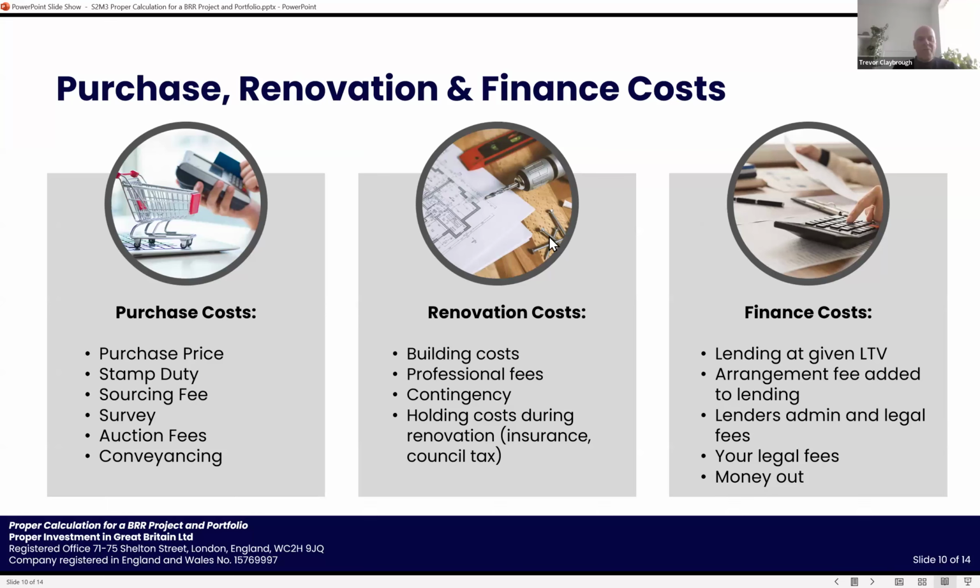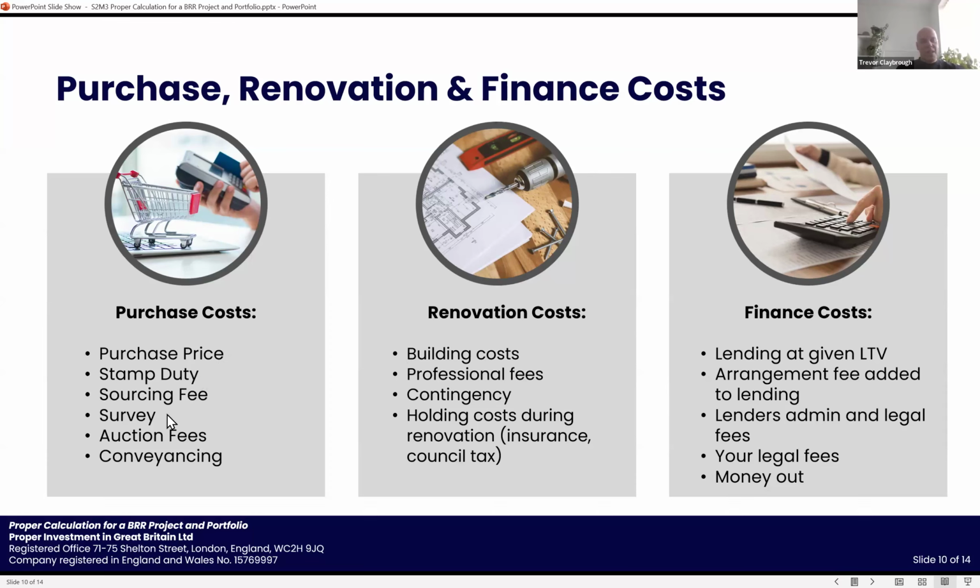So here is a question of what are the real costs? And quite often, when you see people proposing deals, you might see maybe half, maybe two-thirds of these costs, but it's really important to take everything into account when doing a BRR project, or the same as if doing a flip. So we break it down into three areas: our purchase costs, our renovation costs, and our finance costs. So our purchase costs is obviously we've got the purchase price, we've got the stamp duty, we've got the sourcing fee if we're using someone to find the properties for us.